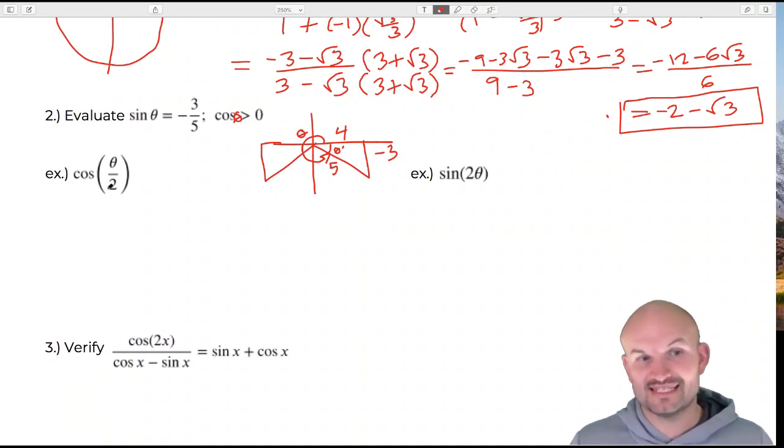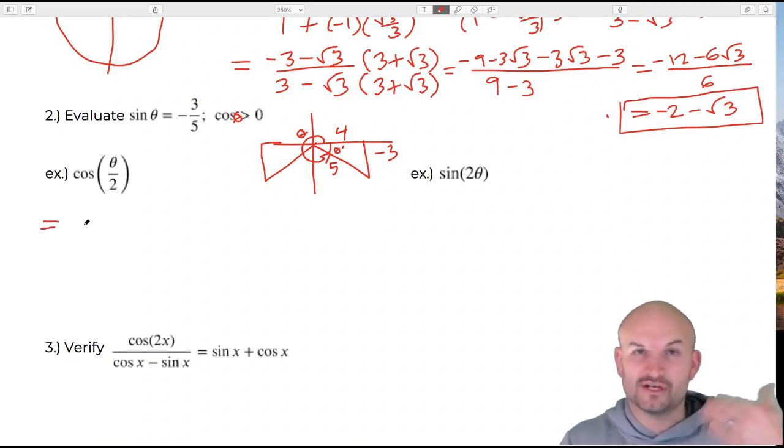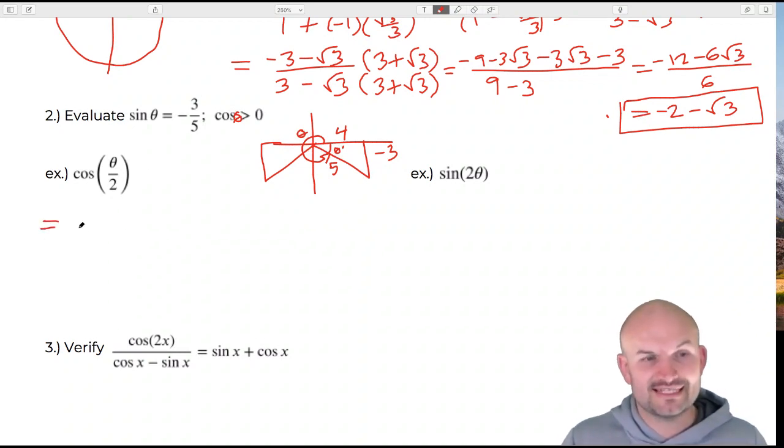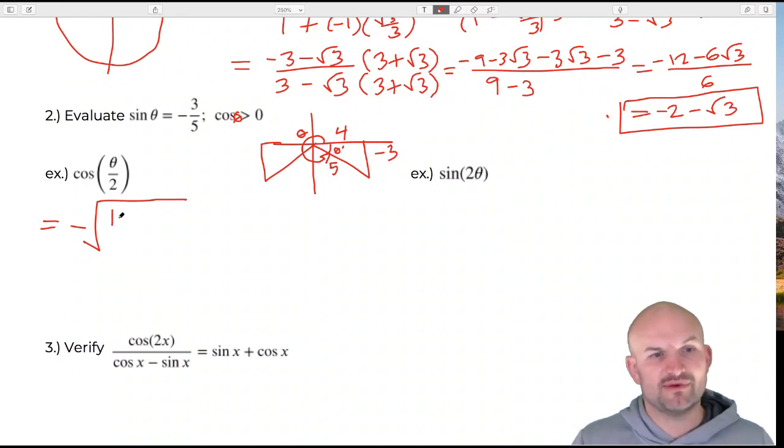So in this case, this angle is going to be in the second quadrant. So when I go ahead and plug this in, if you look at the formula, it's plus or minus. In this case, our half angle is in the second quadrant, or will be in the second quadrant. So we're going to use the negative version. And that's going to be 1 plus cosine of theta, which is cosine is going to be adjacent over hypotenuse.